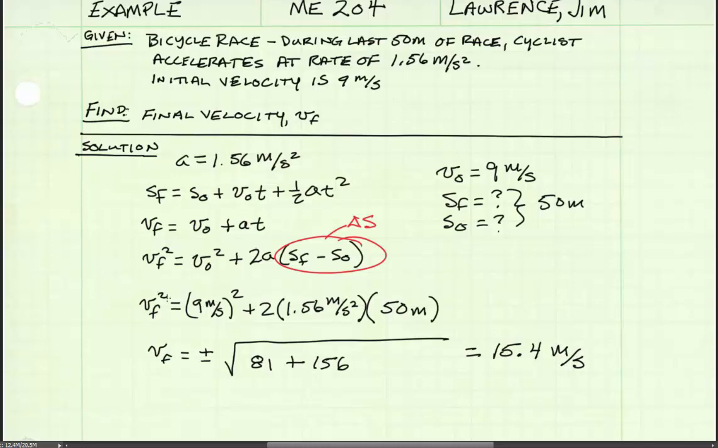But since we know that he is accelerating in the positive direction, we are going to just assume that his velocity is also still moving forward, that he's not bicycling backwards. So we can say that we're at 15.4 meters per second. And that is my final velocity and my final answer to this problem.